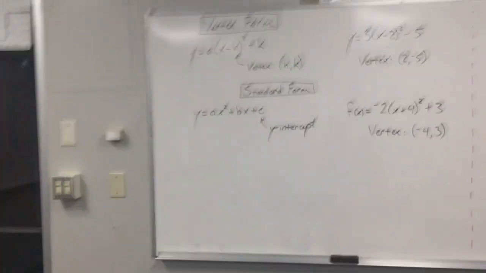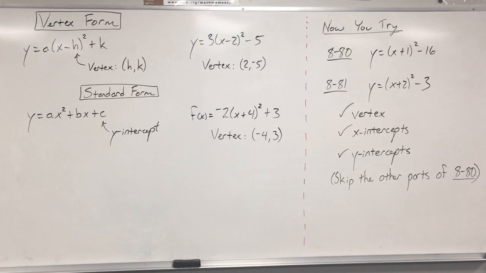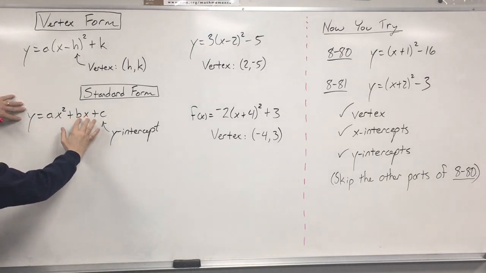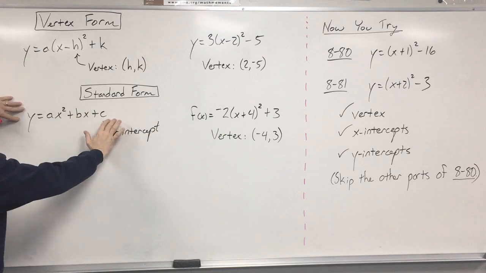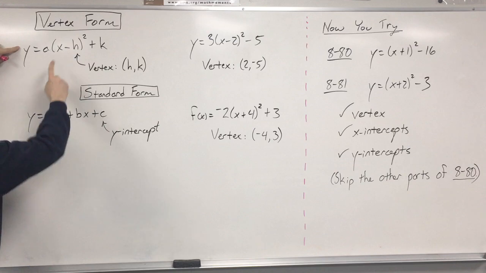There's this thing called the vertex form. The vertex form has these new letters in it, and I'm connecting it to our standard form. So this is what we had before: ax squared plus bx plus c. This is what the original thing was. This is what we've been working with. But this is our new thing.